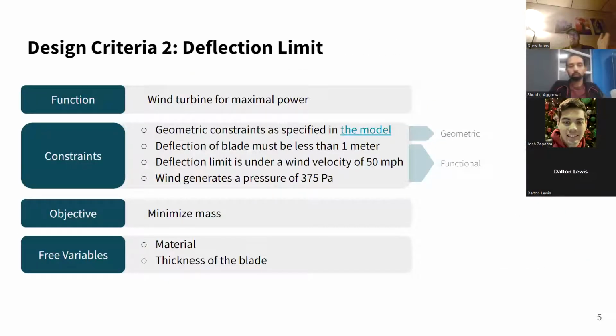For the deflection limit, we perform our first translation. We want to produce a wind turbine blade that produces maximum power, and we're constrained by the geometric constraint that the deflection of the blade must be less than 1 meter, and we define the pressure generated by the wind as 375 pascals at 50 miles per hour. We want to minimize the mass in order to have a low rotational inertia so that the wind turbines can accelerate quickly, and we leave the material and thickness of the blade free.